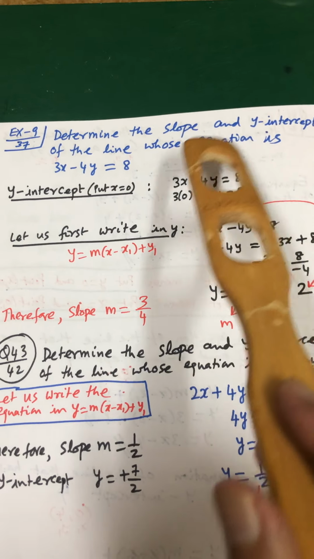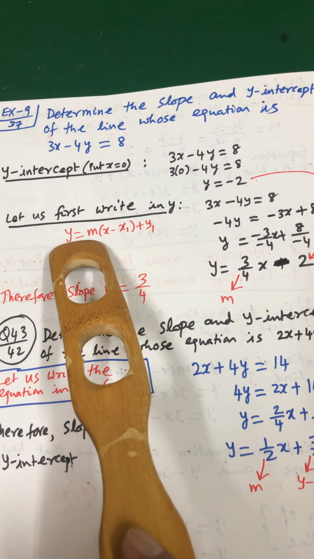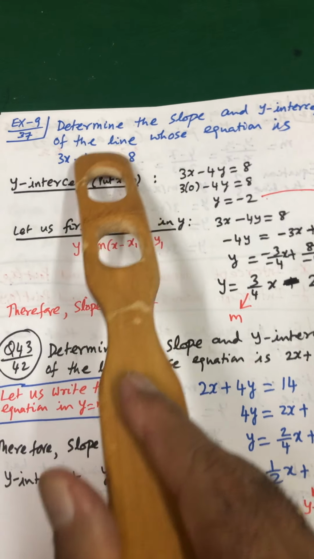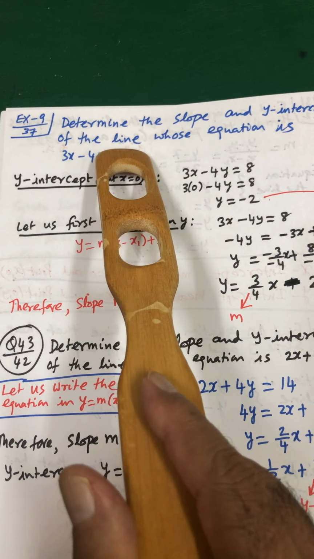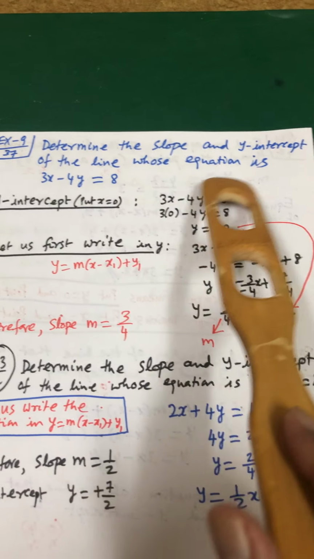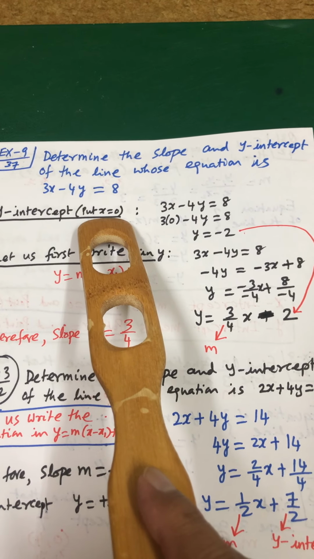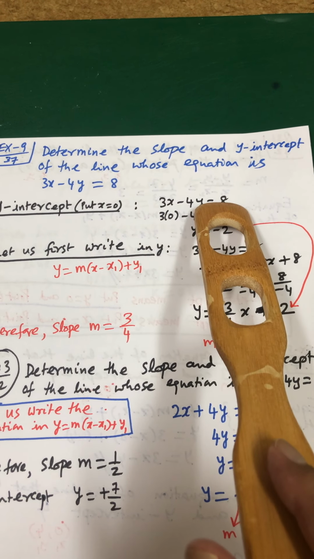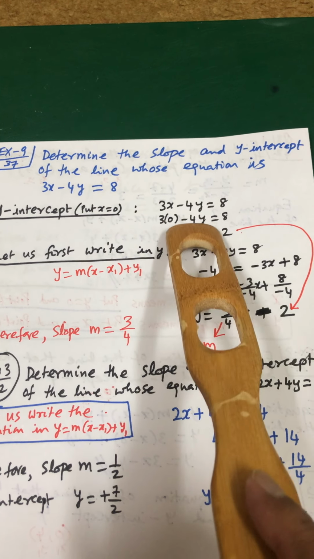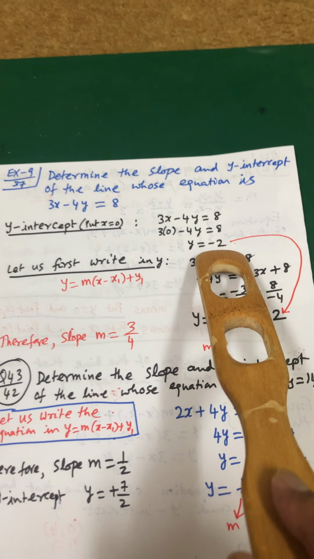This is the question. For that, the rule is y is equal to mx plus b. This is the formula. So in this, I will intelligently put this form. First we will calculate the y-intercept. Slope and y-intercept we want. What do we mean by y-intercept? Y-intercept means put x equal to 0. Here it is 3x minus 4y is equal to 8. Here put x equal to 0. So minus 4y is equal to 8, and you get y is equal to minus 2.